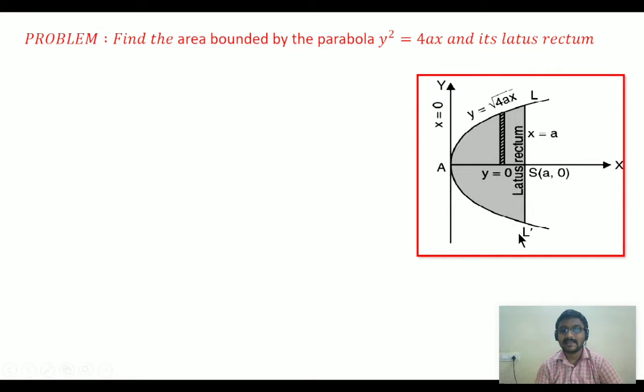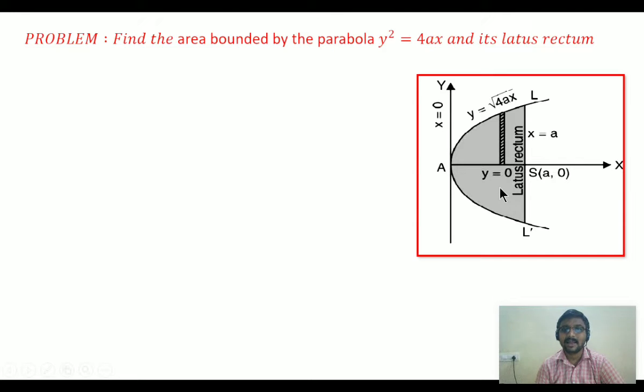It is a latus rectum, that is LL dash, which passes through the focus point, that is S (a, 0). x equal to a is a line parallel to the y-axis. Now we have to find out the area bounded by the parabola and the latus rectum. That is the shaded area we have to find out. For this we require the limits of the double integral.